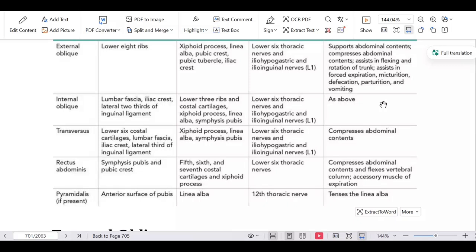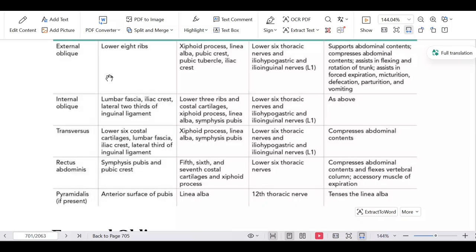Now let's continue with the internal oblique muscle. The internal oblique is deep to the external oblique, immediately after the external oblique, and the origin of the internal oblique is from the lumbar fascia, posteriorly, the iliac crest, and the lateral 2/3 of the inguinal ligament, which we have discussed just before starting the internal oblique. The lateral 2/3 of the inguinal ligament is going to give origin to some part of the internal oblique and the transversus abdominis muscle. Okay, so there will be no confusion about the origin of the internal oblique.